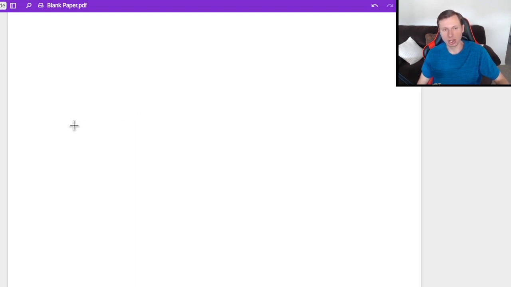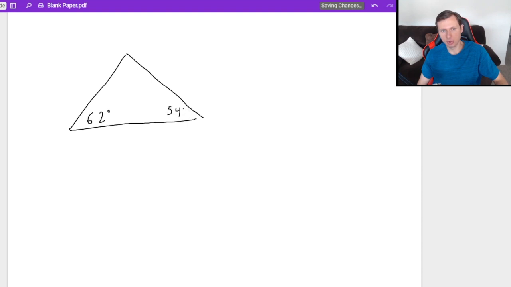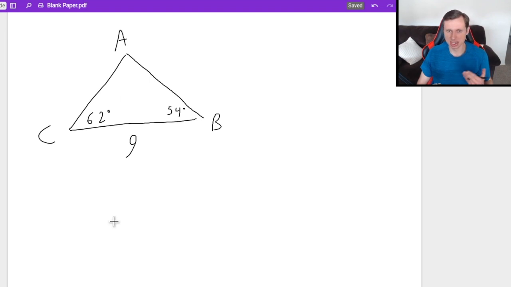And the problem will look like this. I've got a 62 degree angle, a 54 degree angle, and this side is 9. And I'm going to call this A, B, C. And again, I would like to find the missing sides and angles. So go ahead and pause the video, try it on your own, and then unpause it when you're ready to see the solution. Okay, and here's the solution for this one.